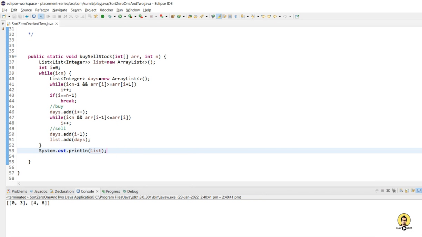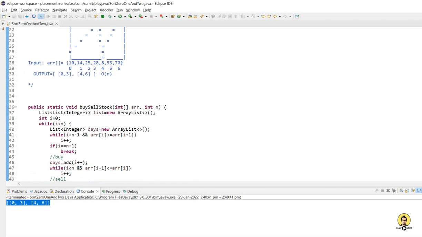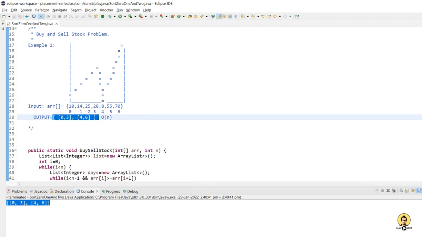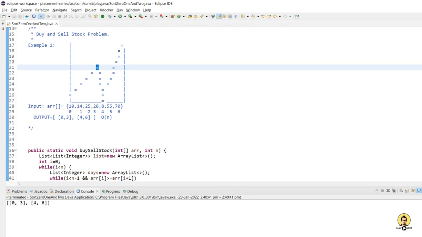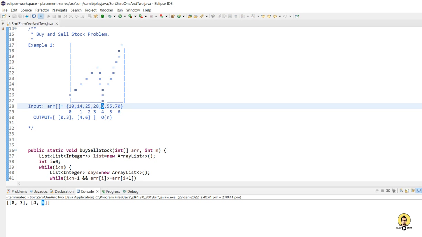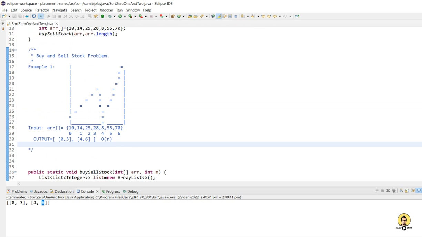As you can see, this is the value which we are getting, which we have tried to print here. So we bought it on day 0, it says, and you are selling it on day 3. Again you are buying on day 4, that is this day where your value is 8, and again selling it on day 6, that is where the value is 70. So this is how we can maximize the profit of buying and selling stock.